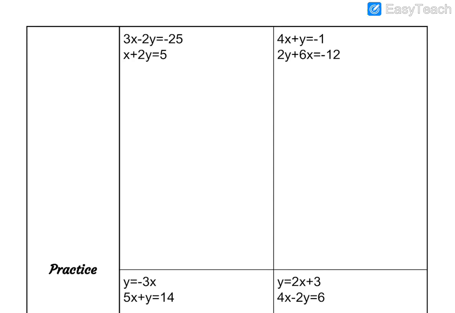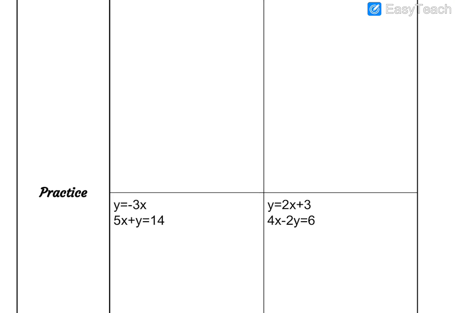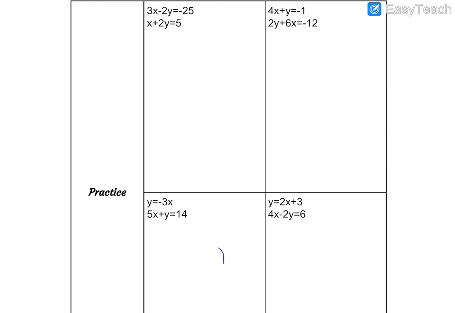Alright, take a few minutes, pause the video here, and do these practice problems on this last page. When you are done, go ahead and hit play and see what your answers are.